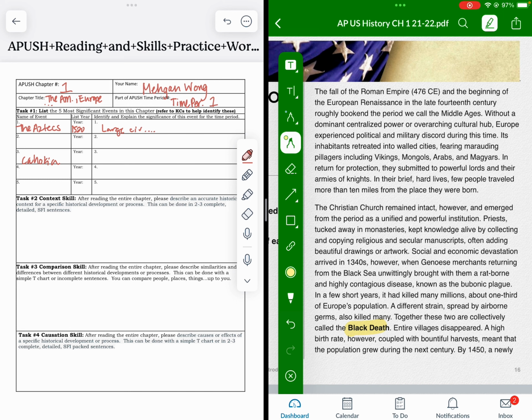Now, context to me ends up being sometimes one of the more difficult skills. But with context, basically, think about telling a story to a friend and you're getting really excited, and the friend stops you and says, hold on, back up. I need some background information before I can understand the story that you're about to tell. And that's what context is. What's going on before, during, and after the time period or the event that you're talking about that makes this event or time period what it is.